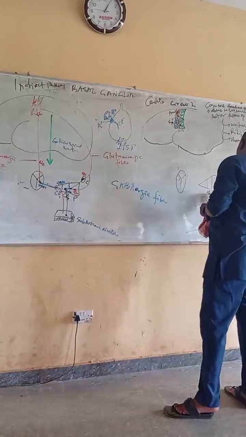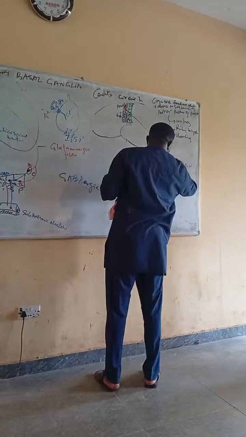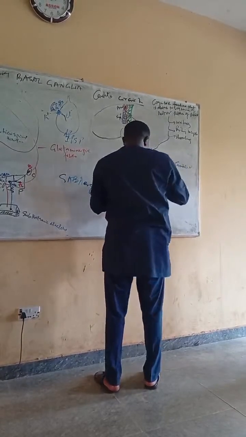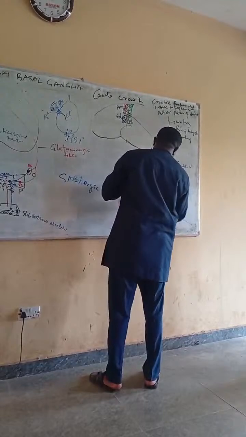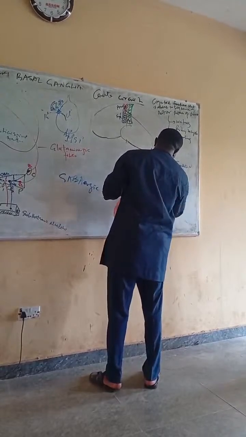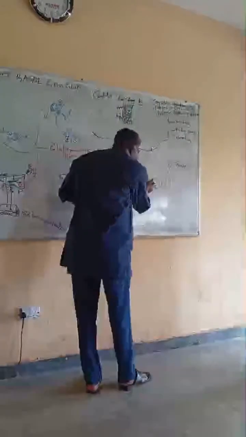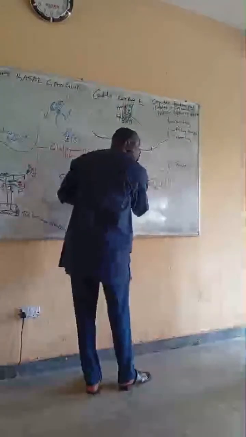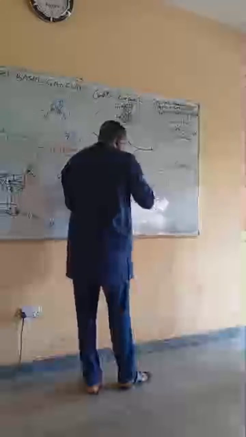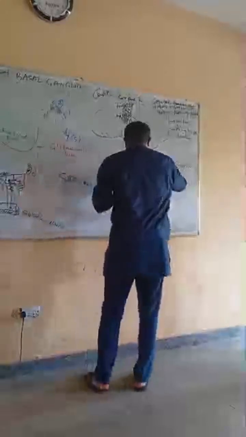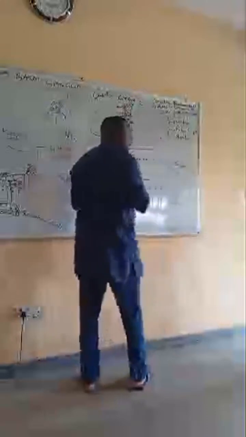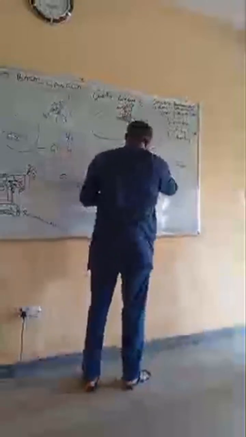Down here, right? It excites the neuron that goes from internus. That will excite this one that will go to thalamus. From here, it will now excite this neuron that will go to what? The cortex. And then it will send the what? Are you there?